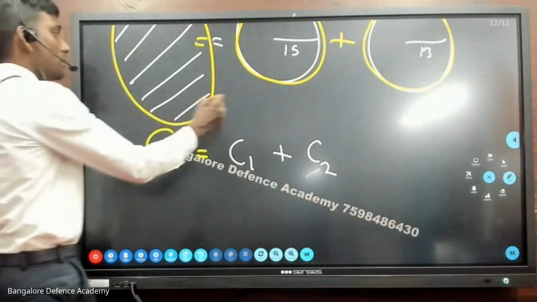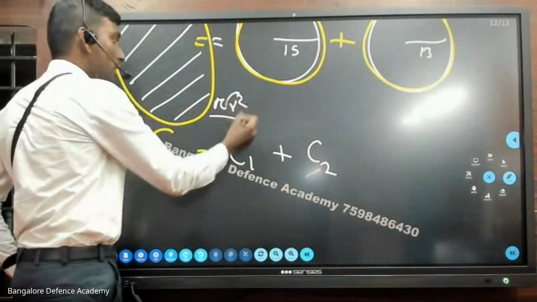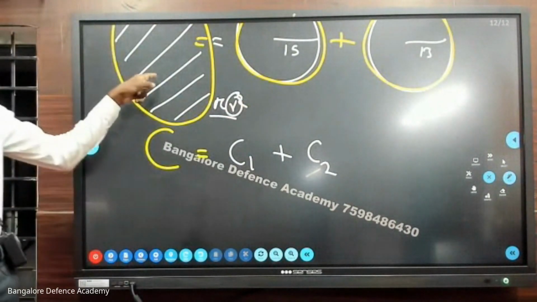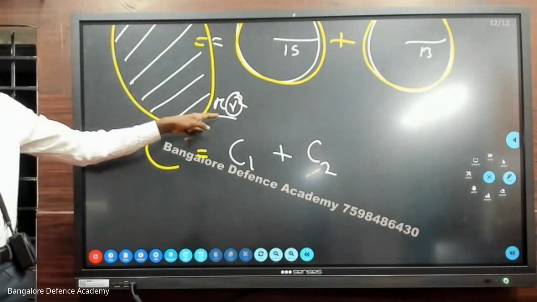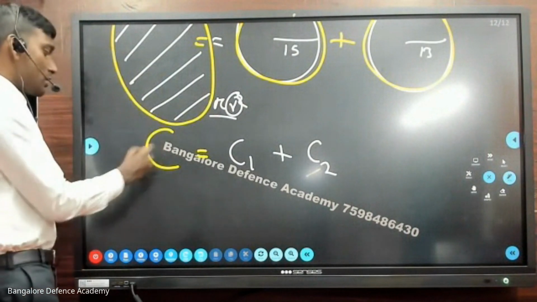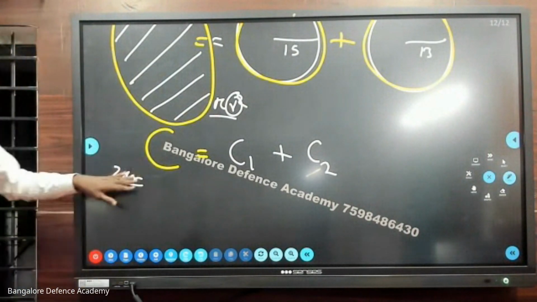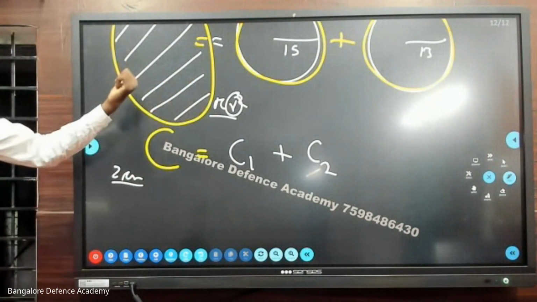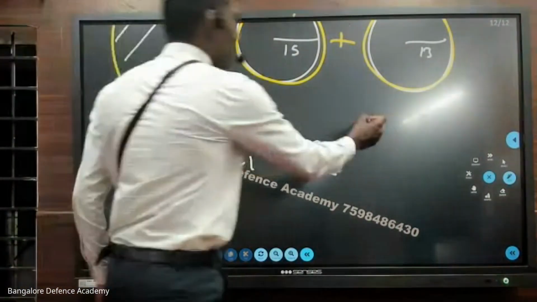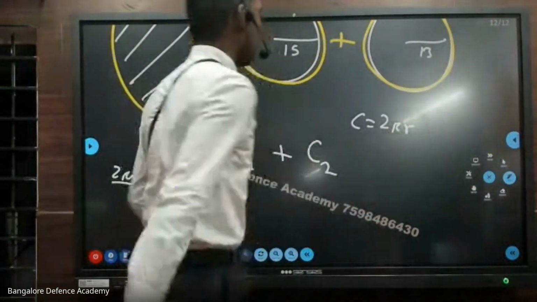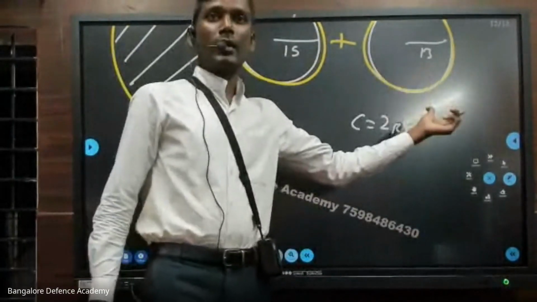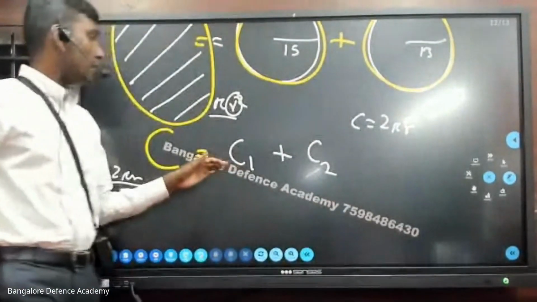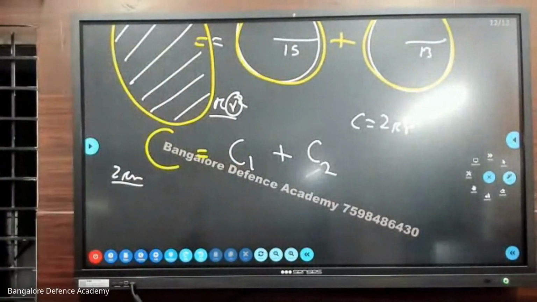What is the formula for area of circle? Pi r square. Do you know the radius of this bigger circle? You don't know. So first, what should I find? Radius. Now, what is the formula for circumference? 2 pi r. So I am going to first find the radius, then find the area. You have to substitute here. Radius of this first circle is 15, radius of the second circle is 13. Everyone start doing and tell me what is the total circumference of both circles.